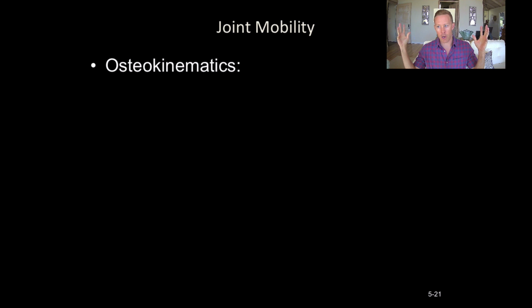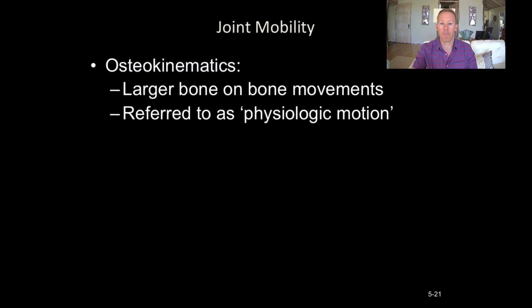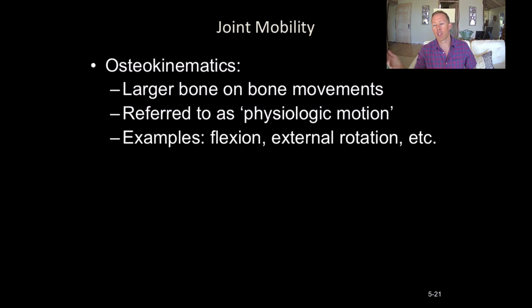Okay, joint mobility. Within joint mobility, we're going to start talking about some of the mechanics. These are going to be broken into two categories, and osteokinematics is the first one. This is what most people are going to be familiar with. These are broad, larger movements that joints are able to do. They're bone-on-bone movements. They're also referred to as physiologic motion, and they include things like flexion, extension, external rotation, abduction, adduction. It's all those big bone-on-bone movements. Everybody's familiar with those.